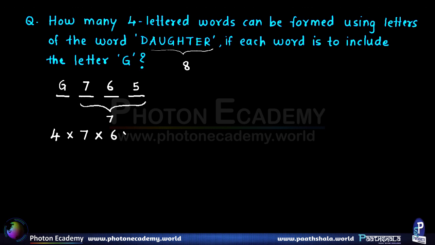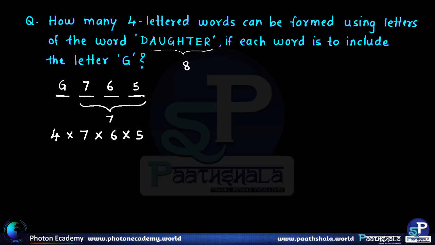7 into 6 into 5, and we have to multiply by 4 because G can occupy any one of the 4 positions. So therefore the final answer is the product of 4 into 7 into 6 into 5. That turns out to be 840.